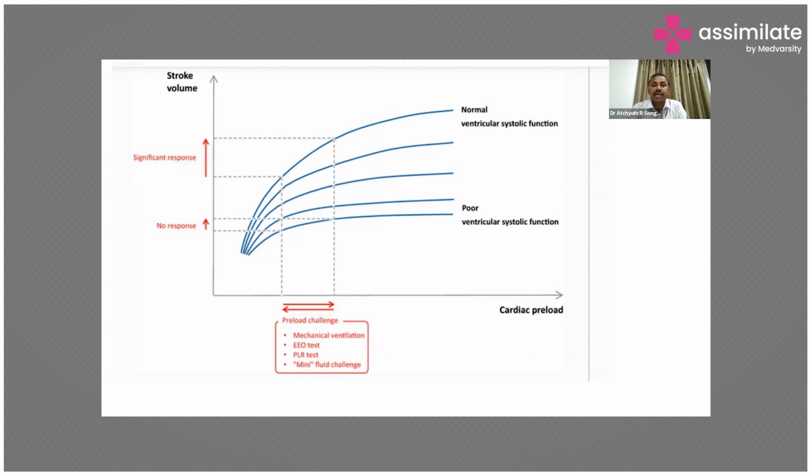And if the cardiac preload has increased beyond a limit, then there is no corresponding increase in the stroke volume and cardiac output. So this is the place where you want your patient to be. You don't want to push too much fluid and cause the stroke volume to drop, and you don't want your patient to land in pulmonary edema.